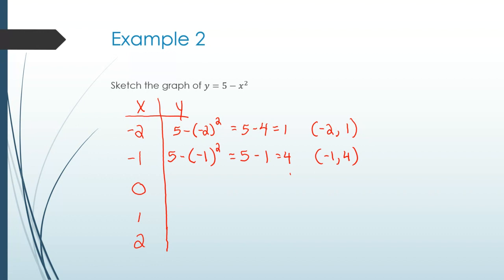Then we have to do the same thing with 0. It gets a little tedious. That's why I only pick 5 numbers, because if you do more than that, it gets sort of obnoxious. 0 squared is 0, so this is just 5 minus 0. So I have 0, 5.